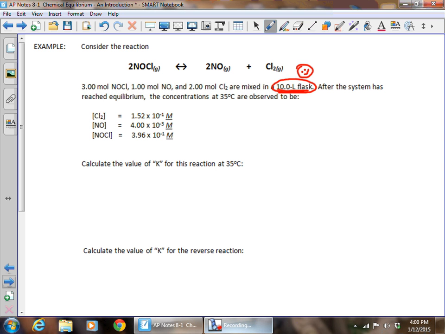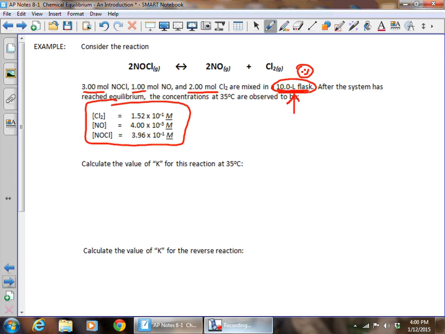Okay, so if that's true, then we can take each of these values we've got up here and divide them by 10 liters to get their concentration. And that's what was done right here for us. Most of the time on AP questions, it won't be done for us. And we'll throw in that 3, that 1, and that 2 without thinking about it, and we'll get it wrong because it has to be in concentration. So always double check your flask to see how big it is before you start doing any of the problem.